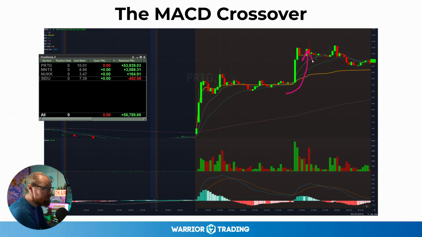In a sense, it's a little bit of a surprise for some people, but I saw it coming and I was in just before that candle formed, right here off of VWAP, and that gave me $53,000 in profit. This is a really solid trade.